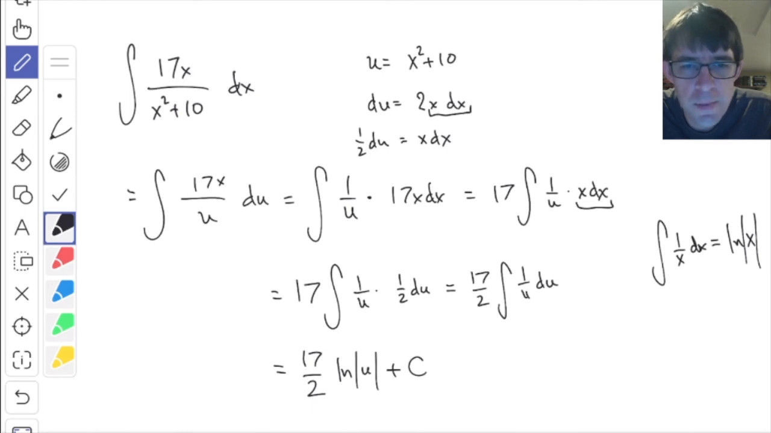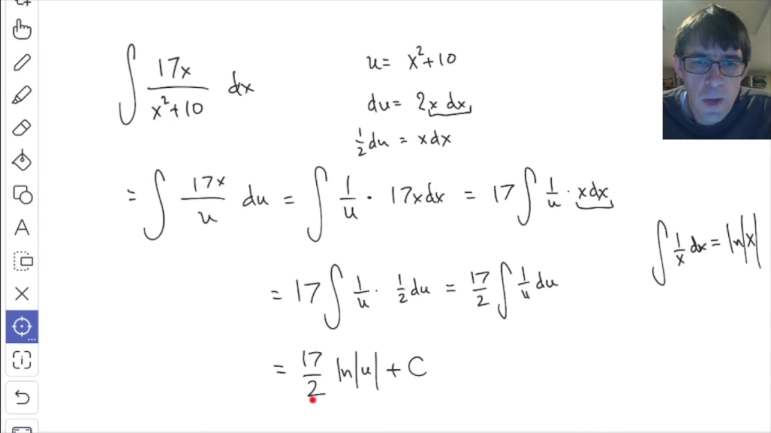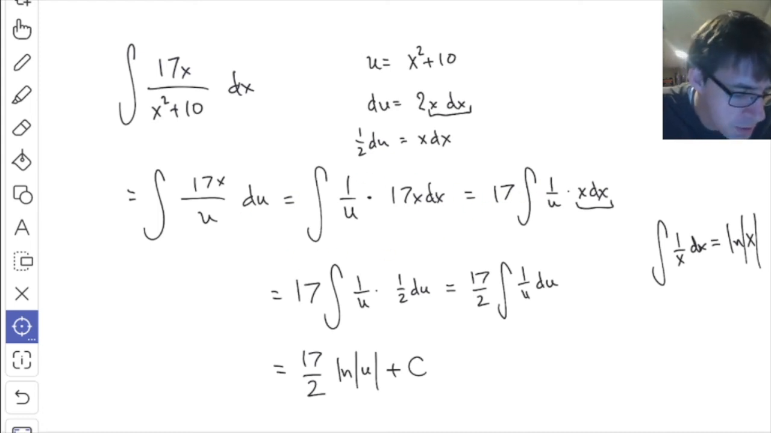If you don't write it, you're going to be very confused, especially at this step, which I just did right here. What happened here? 1 over u turned into ln of absolute value u. It's because I did the integral in that step. And in all these other steps, I was not doing the integral. This is the step at which I did the integral.